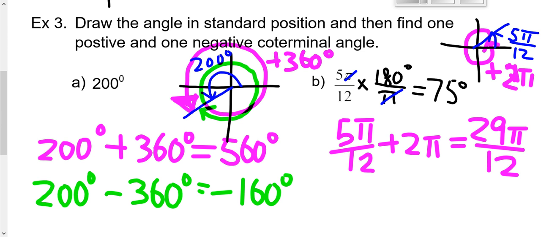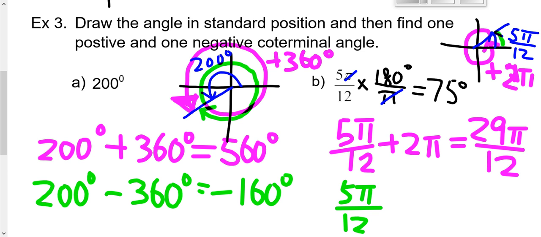Now let's do the last part, 5 pi over 12. In this case, we start here, same spot, except we're going to do the negative coterminal arm, so we go clockwise like this.